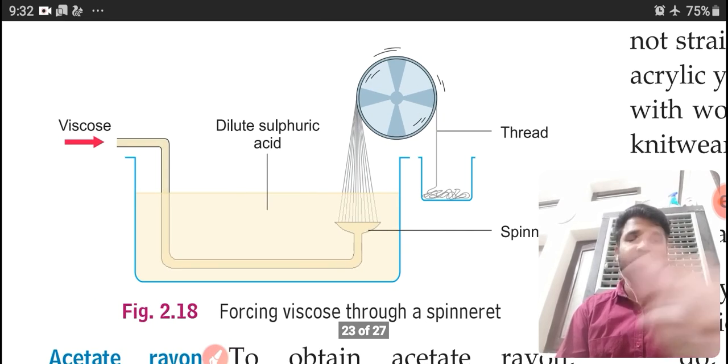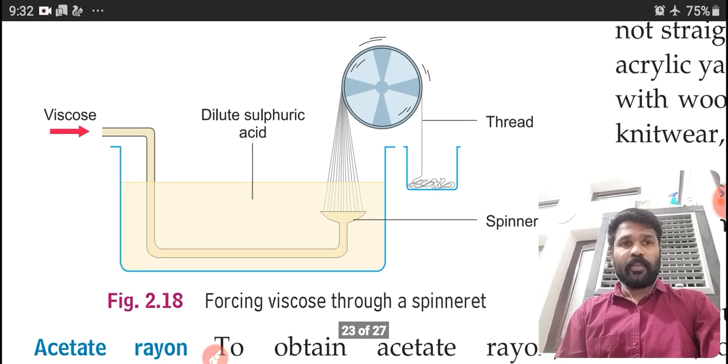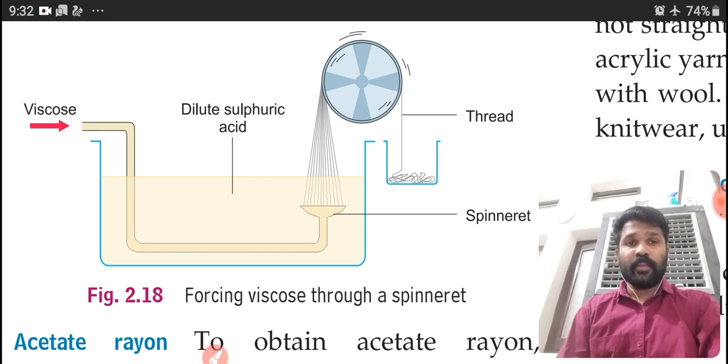It's very important. You are supposed to draw it in the copy. Okay, I'll give it to you as holiday homework.